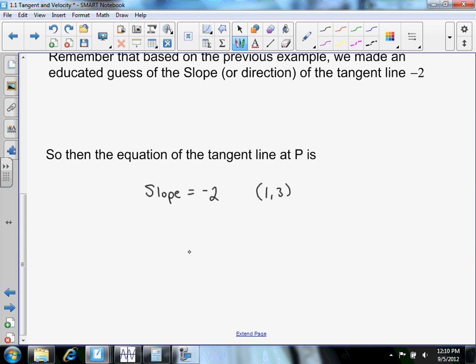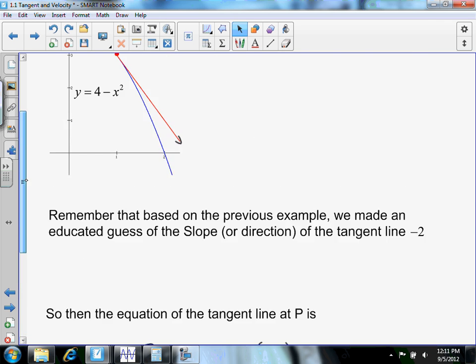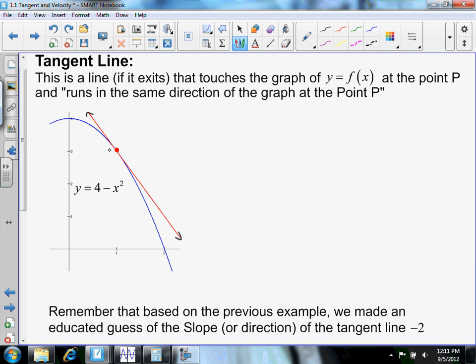When I set it up, I'm setting up y minus 3 is equal to negative 2 times x minus 1. I'm going to distribute that negative 2, take the 3 over to the other side, and I get y is equal to negative 2x plus 5. That's going to be my equation of the line. It's going to touch that point at exactly one spot. And if you notice here, I'm starting at 1, 3, and I'm going down 2 over 1.